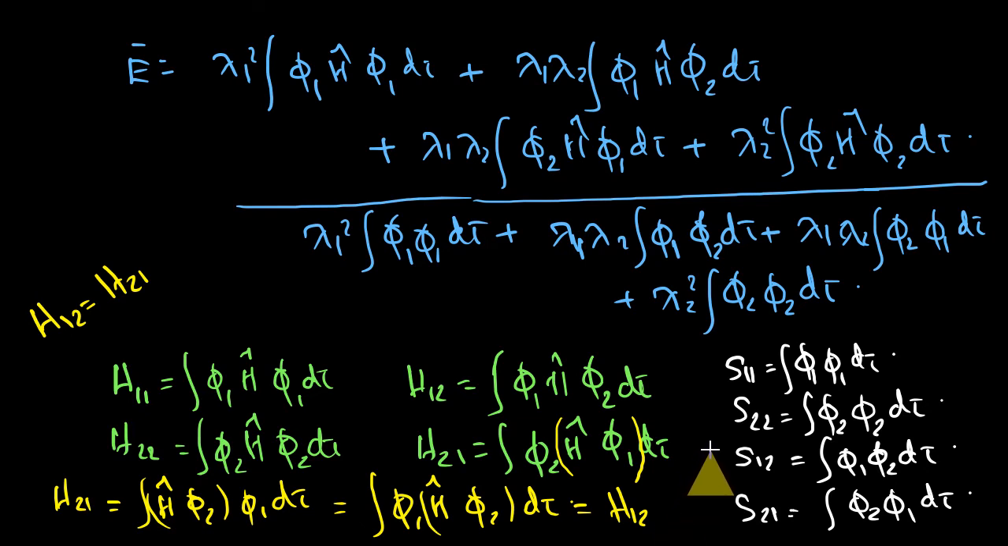In addition to that, you can see that S12 and S21 are also equal, because S12 is the integral of ψ1ψ2 dτ and S21 is the integral of ψ2ψ1 dτ. Order does not matter here. Two functions are multiplied and the product is integrated. It doesn't matter which function you write first, the product is always a product, and that product only you are integrating. Therefore, S12 is equal to S21. That is also very important. So these two we have to keep in mind, okay?